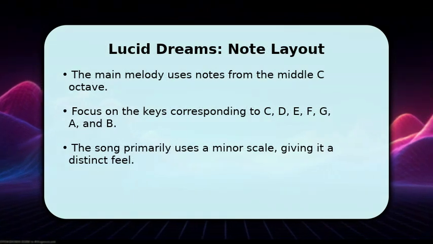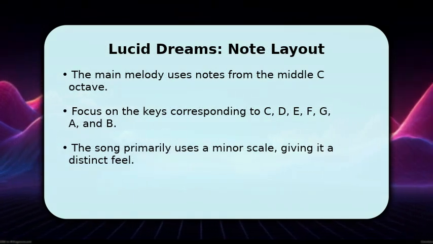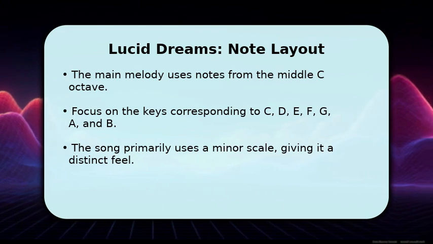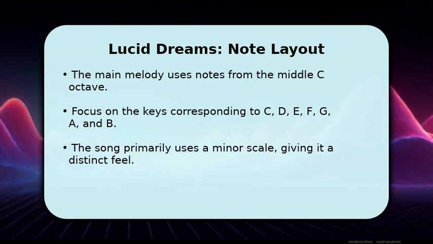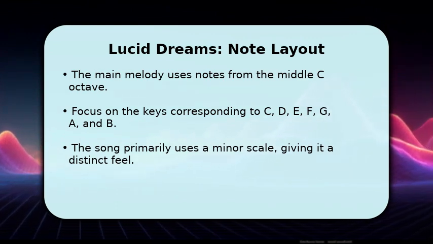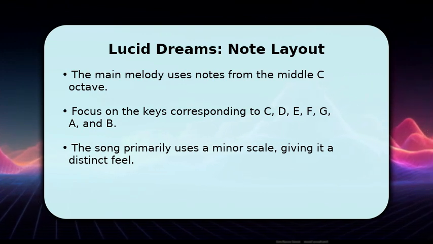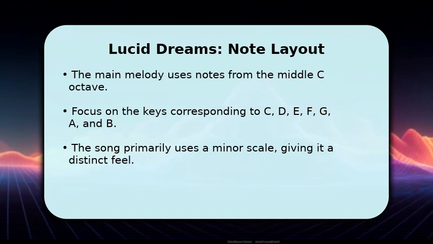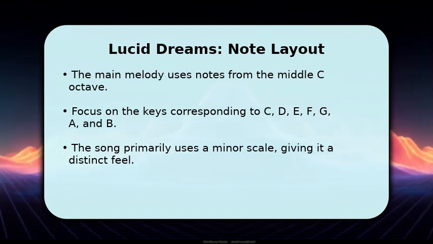Now, let's understand the notes we'll be using. Lucid Dreams primarily uses notes within the middle C octave. You'll be focusing on keys like G, A, B, C, D, and E. The song has a melancholic, minor key feel, so pay attention to those specific intervals. We will start with the main riff, which repeats throughout the song. This part is crucial for setting the mood.